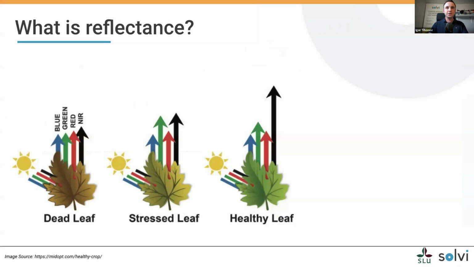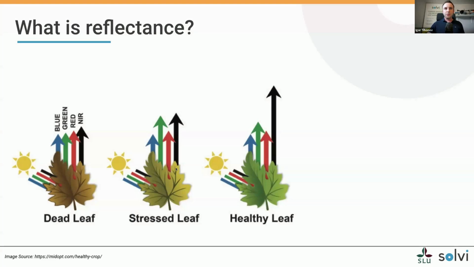And let's dive into the topic of this webinar. I would like to start with the basics and talk about what is reflectance, because I think it's a very important concept to understand before we dive deeper into vegetation indices and so on. So reflectance in simple terms is essentially the amount or percentage of sunlight that is reflected when it hits the surface of the Earth. And on this image, we can see how it's reflected by vegetation.